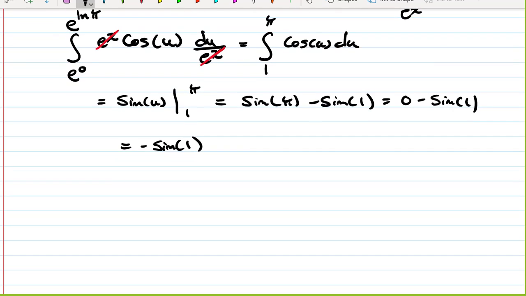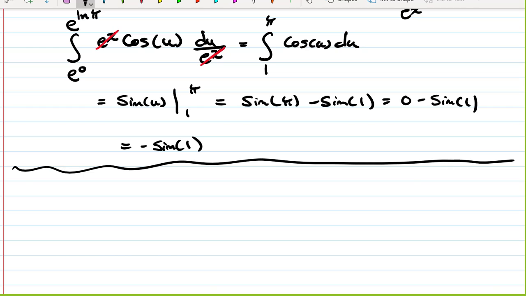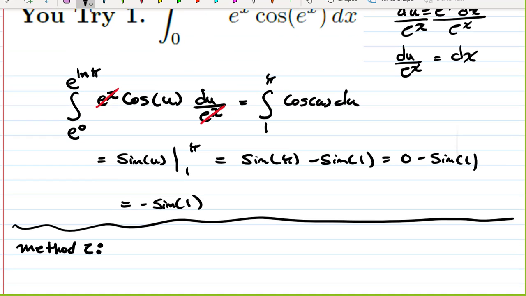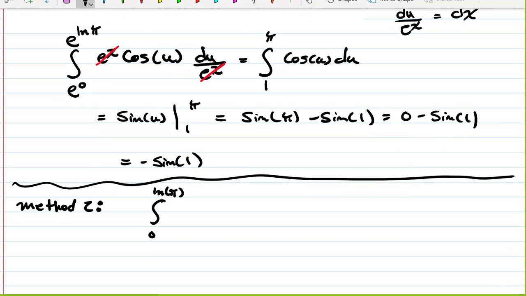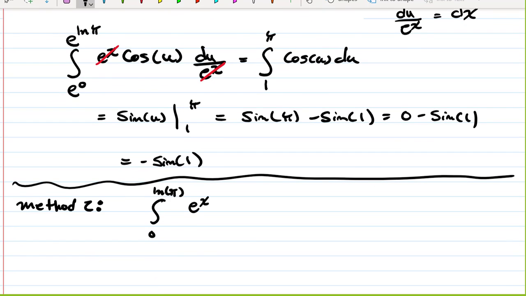But let's take a look at this again and see a slightly different method to accomplish the same task. And if you think about it, you'll discover that they are exactly the same thing. So there's not any trickery going on. It's just two different ways to think about the same thing.